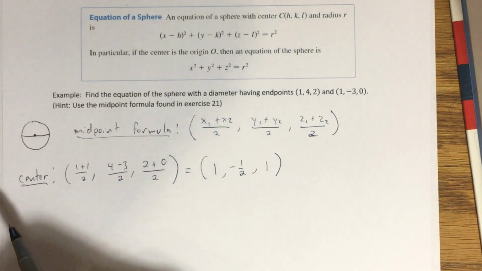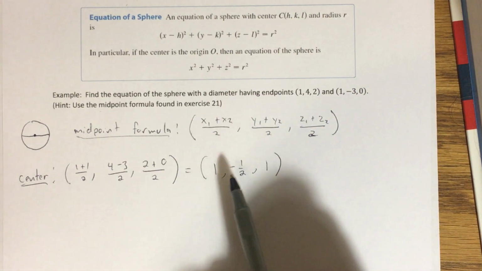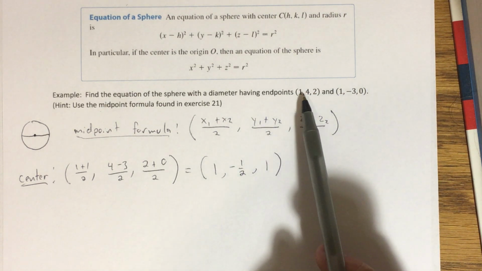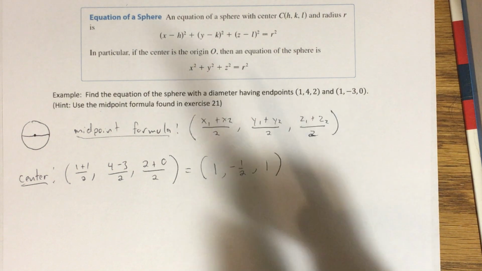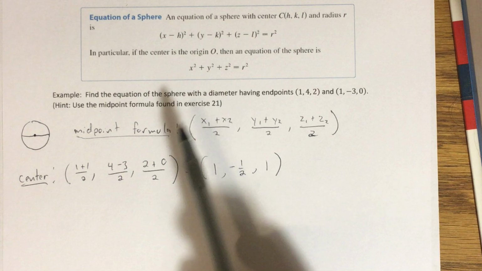Next thing I need is the radius. How do we find the radius? Well, there's a couple of ways I could approach it from this point. One, I could find the length of my diameter, and then just cut that in half, because the radius of a sphere, just like a circle, is half of the diameter.